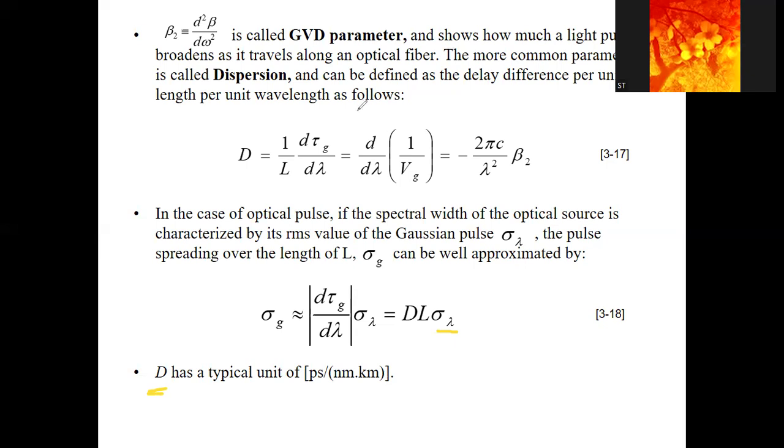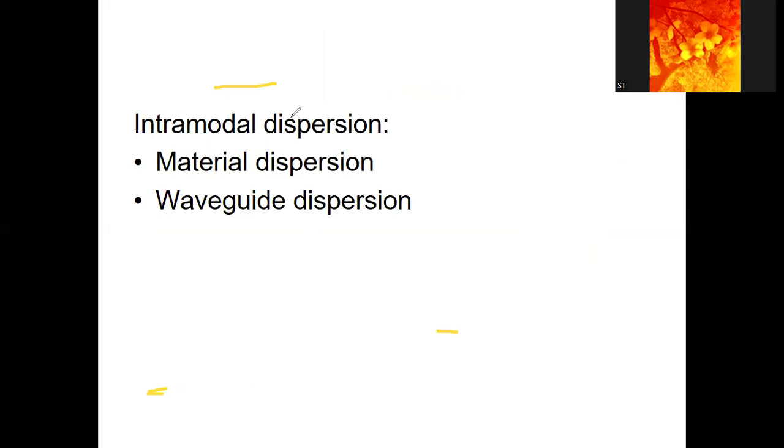So now this dispersion, or we can say intramodal dispersion, occurs in the multimode fibers, and again this is of two types. Intramodal dispersion is of two types: material dispersion and waveguide dispersion. These are the two types of intramodal dispersion.